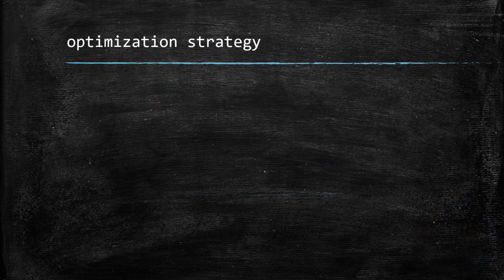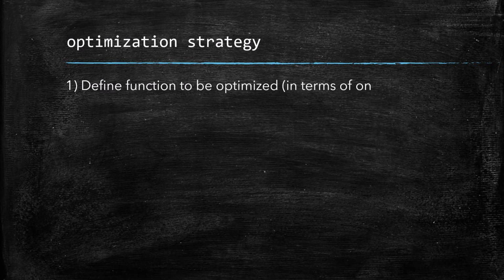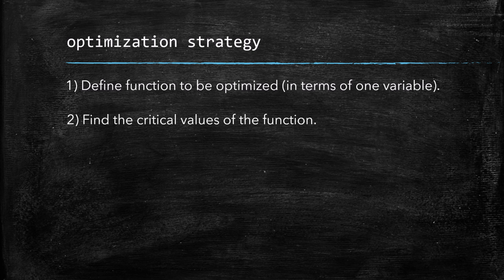So here's a brief review of the optimization strategy. Step one is to define the function that is to be optimized and make sure it's expressed in terms of one variable only. So you may have to do a little maneuvering if what appears to be two independent variables, to express one of those in terms of the other, so that there's only one independent variable in the function. Step two is to find the critical values of the function by setting the first derivative equal to 0.